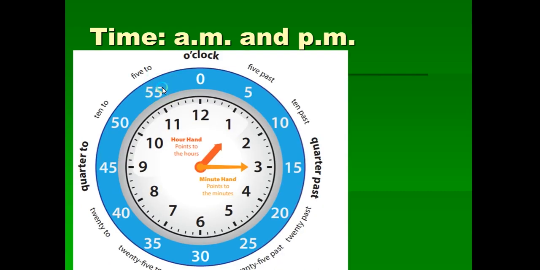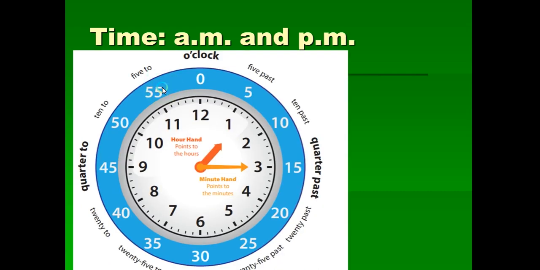Welcome to the last lesson for this week, which is time. I'm going to be talking about AM and PM. What does it mean? AM means ante-meridian and PM means post-meridian. We're going to be talking about time. Now we have morning, we have afternoon, and we have night.